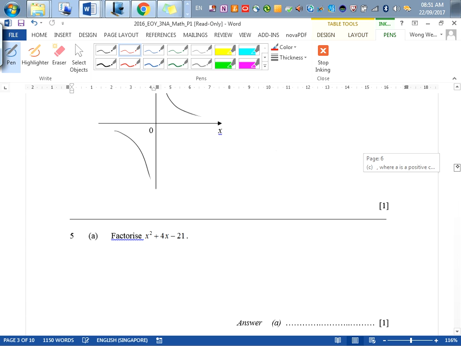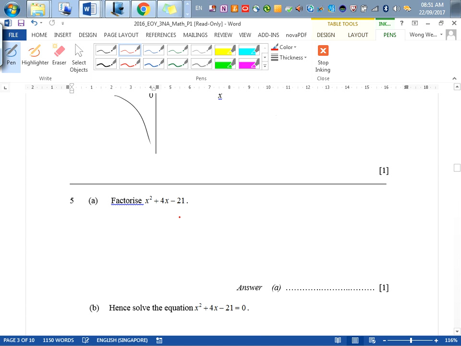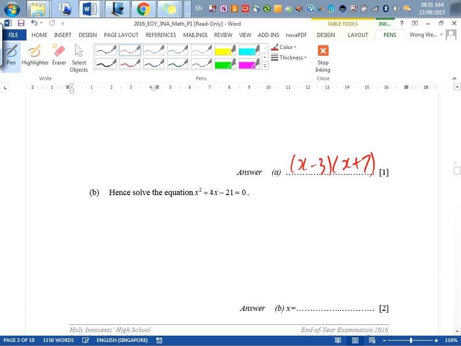Okay, next. Factorize this, we will get x minus 3, x plus 7. If you need me to go through, stop me. Hence solve the equation: x equals 3 or x equals negative 7. Okay, there are two answers. Although they only write x equals, then one big blank, you have to write down two answers.